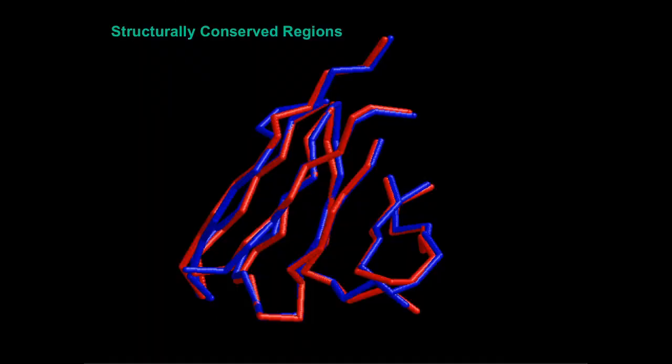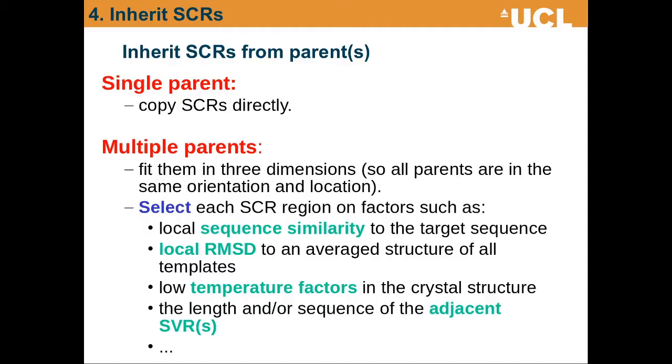Here I've taken the same picture that we saw previously, and this time I've cut off the loops, which were structurally variable, and left just the structurally conserved framework that was supporting those loops. Given that we have all that structural conservation, essentially what we do is just copy those backbones to make our new model. If we have a single parent, then we just copy the structurally conserved regions directly.